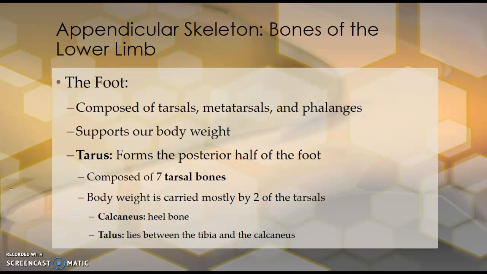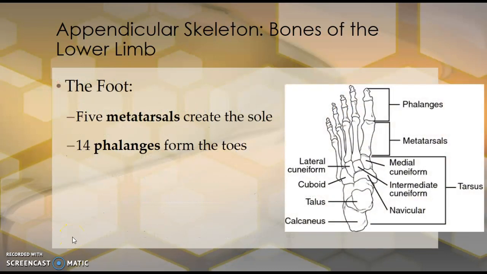Okay, the foot. The foot has tarsals, metatarsals, and phalanges. So just like the hand has carpals, metacarpals, and phalanges, the foot is referred to as tarsals, metatarsals, and phalanges. The tarsus is 7 bones that kind of form the back half of your foot. And the really important tarsal bone I want you to know is the calcaneus, which is the heel bone, and then your talus. The calcaneus, though, is really important.